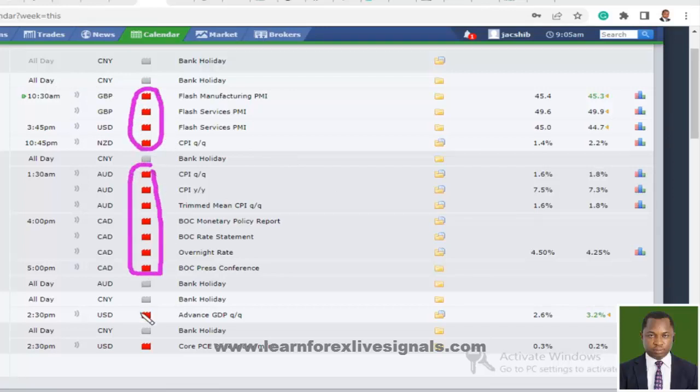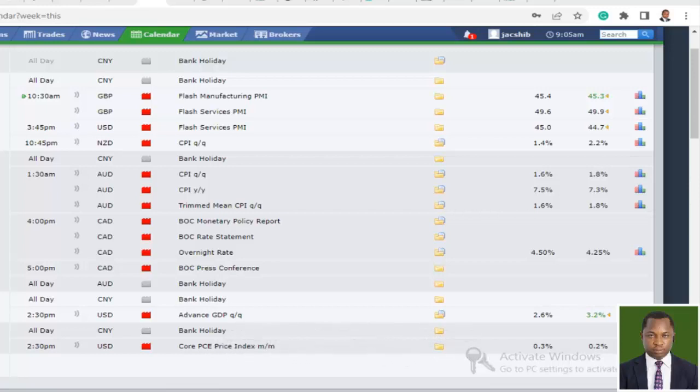The other ones in gray are bank holidays. Just like today being Monday, we have a bank holiday in China, and the Chinese bank holiday would tend to keep some market movers away. So that slows down price action a bit. All right, having said that, let's now look into the chart itself.